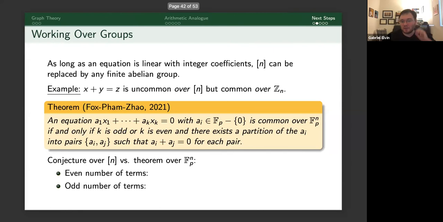So if you compare the conjecture that we had on the previous slide to this theorem over F_p^n, when there's an even number of terms, we expect the same behavior. They're only common when you can pair off the coefficients to either sum to 0 if you're over F_p^n, or to be the same. But then with an odd number of terms, it's completely opposite behavior, right? Over a group, common, and over 1 to n, uncommon.